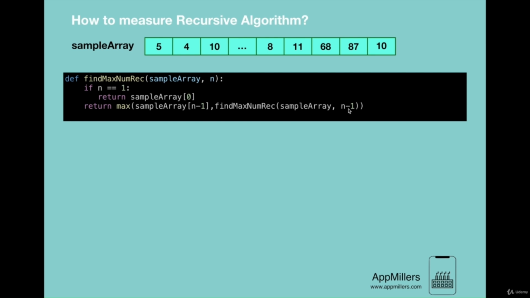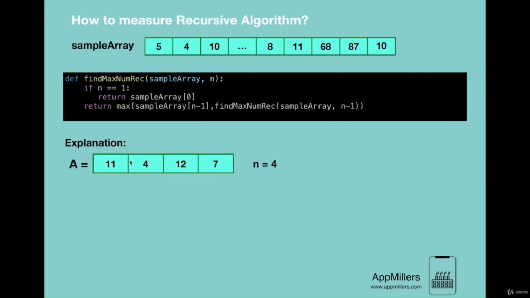To make it clear, let's explain this with a sample array which consists of 4 elements. Here we have an array A which has 4 elements, so the size of the array is 4. If we run our function for this array, it will be something like this. Now it will go to the first condition and check if n equals 1. We see that n is not equal to 1, so it continues to the next expression over here. Here it will compare the last element in our array, 7, with the value that is returned from the same function with n-1, which in our case is 3.